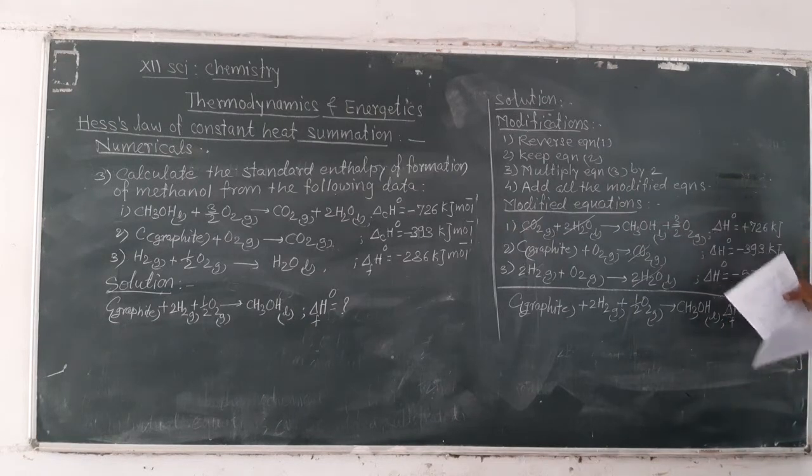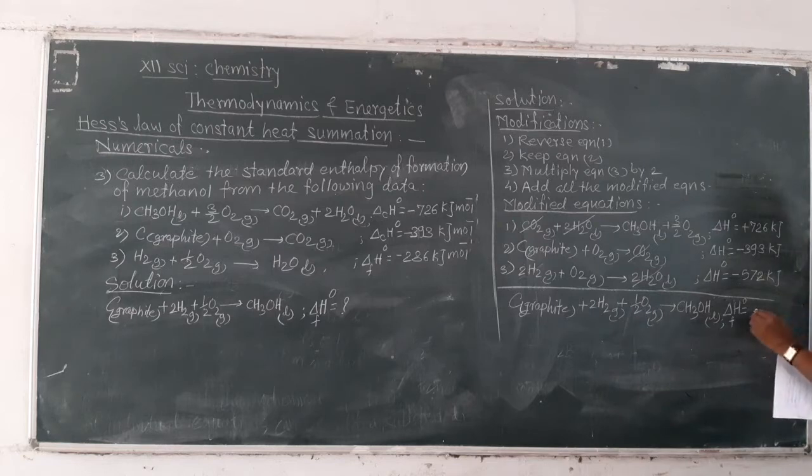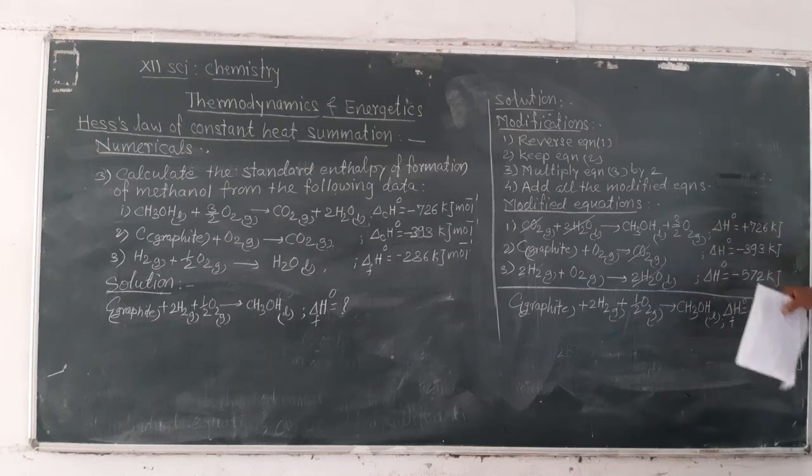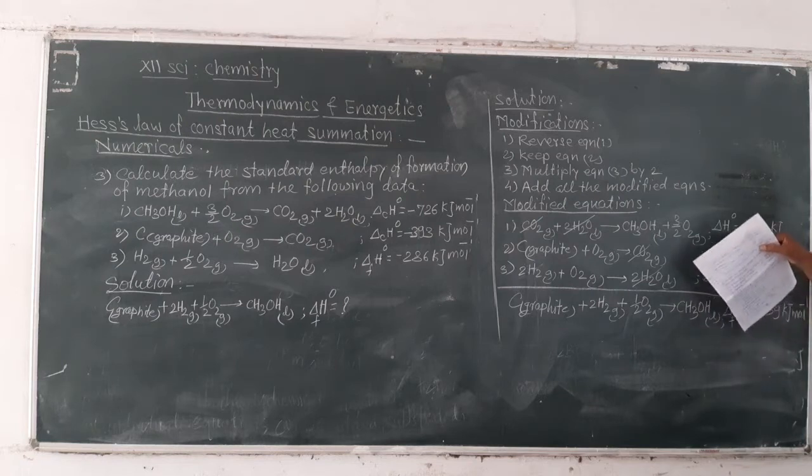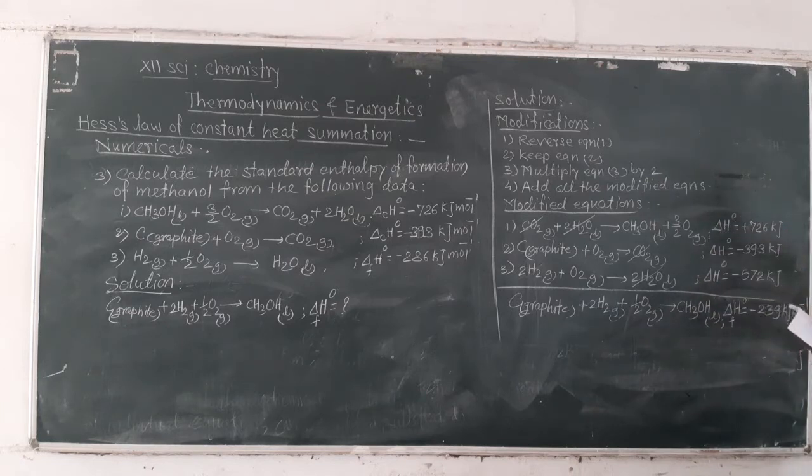By adding all these terms, on addition it becomes minus 239 kilojoule per mole. You can do the additions. Now minus 393 plus minus 572, addition of these two, and from this value, this is the bigger addition, we have to subtract 726. You will get minus 239 kilojoule per mole. This is the answer, the enthalpy of formation of methanol.